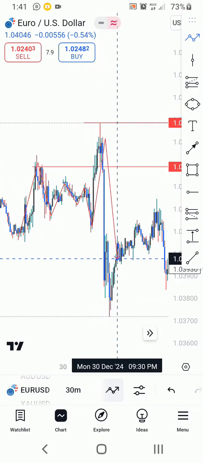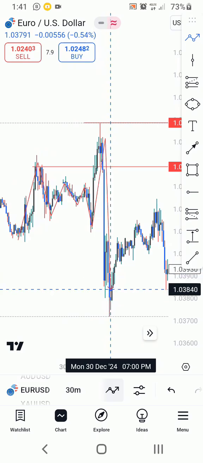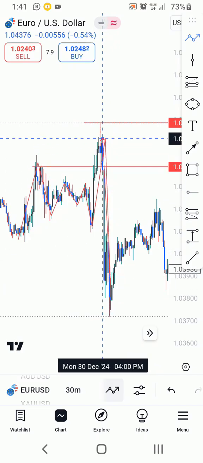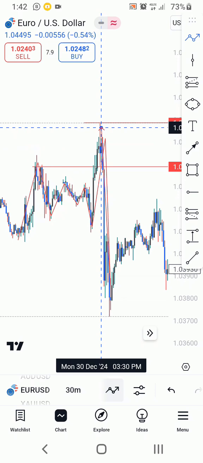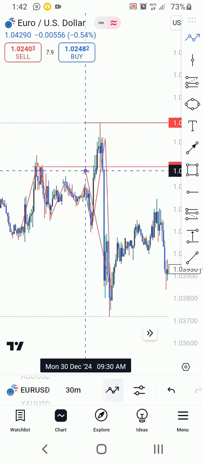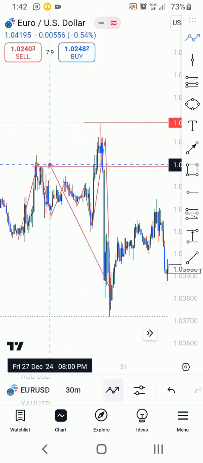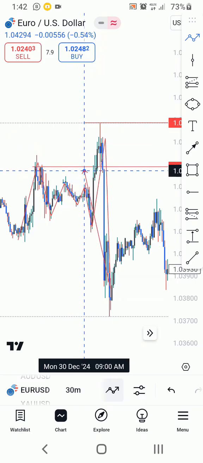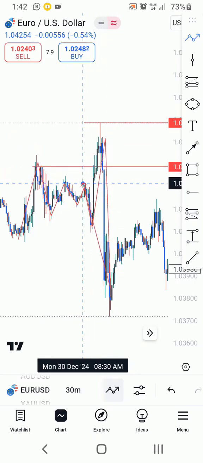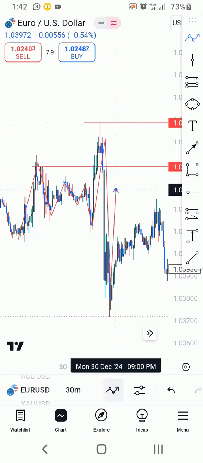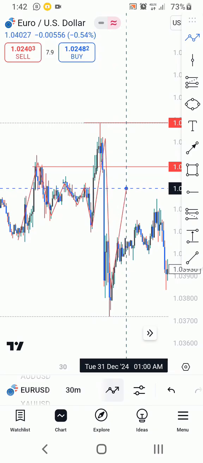So my liquidity engineering, as you see, this is the last high. Where's the previous high which was broken? Someone might say this one, kind of correct, but for me I would have gone with this one. I wait for this one.